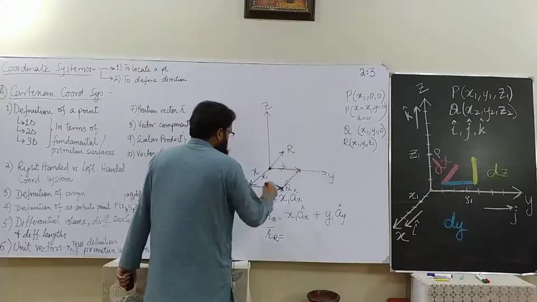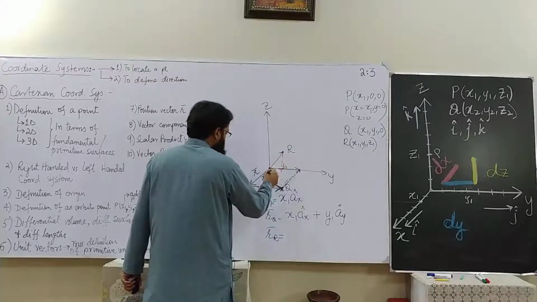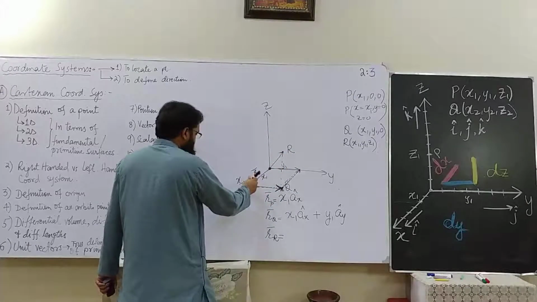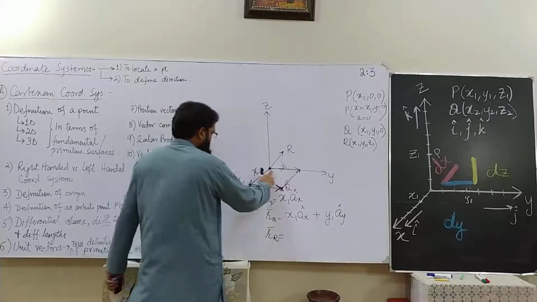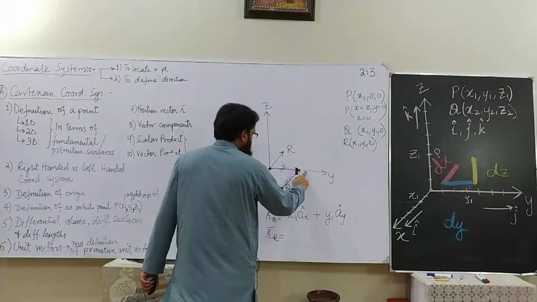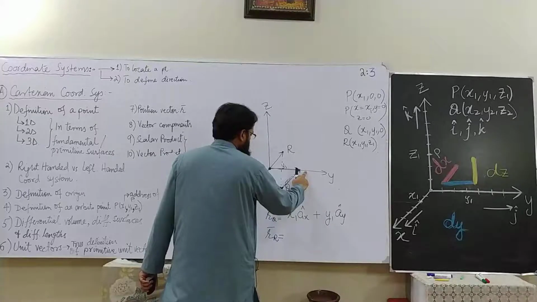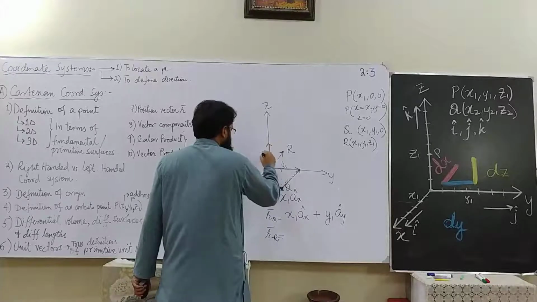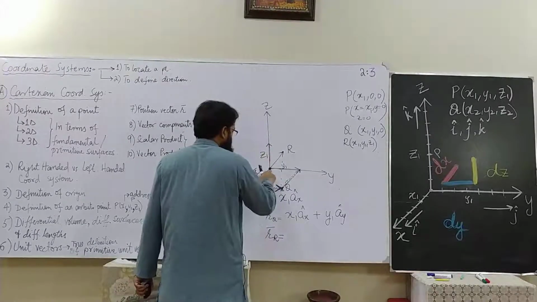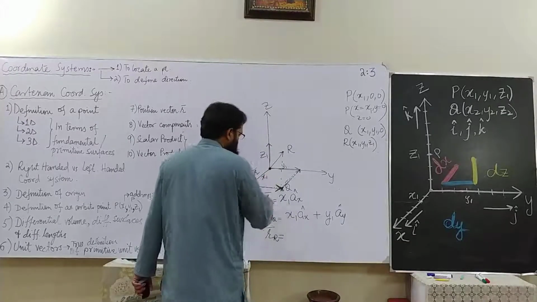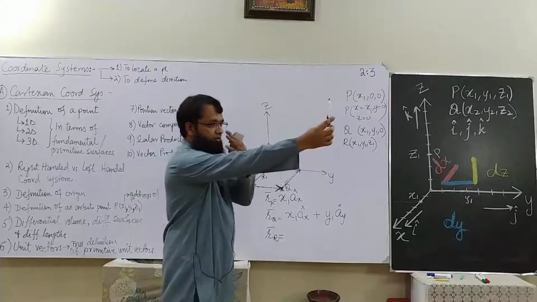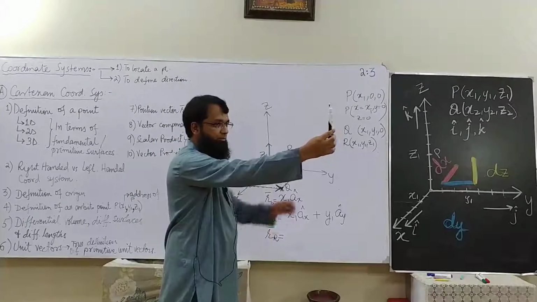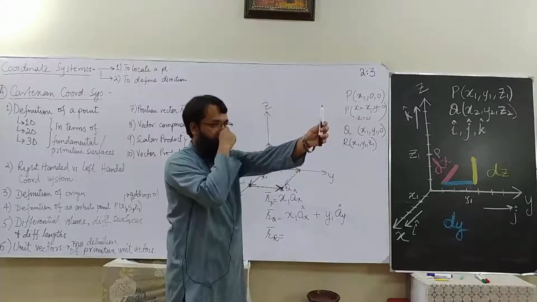This point is displaced x1 units in the direction of x with respect to origin, y1 units in the direction of y with respect to origin, and z1 units in the direction of z with respect to origin. Okay, so this is origin and that's the point.